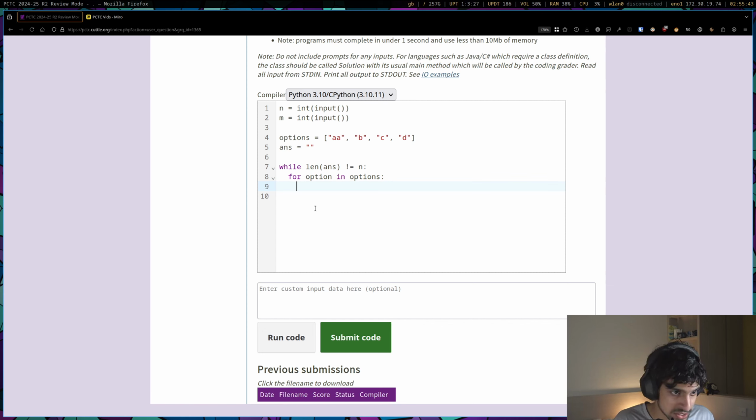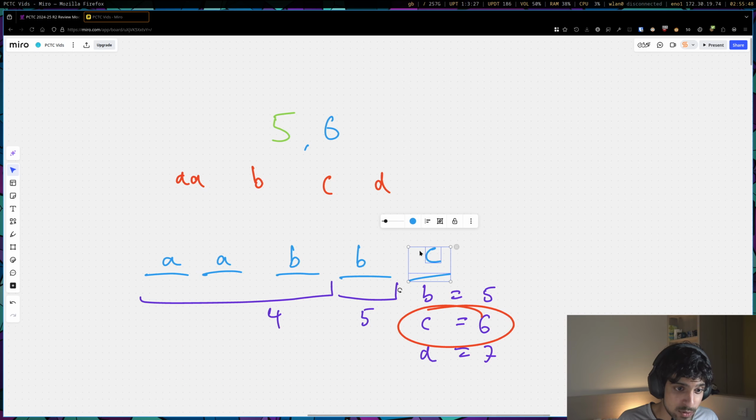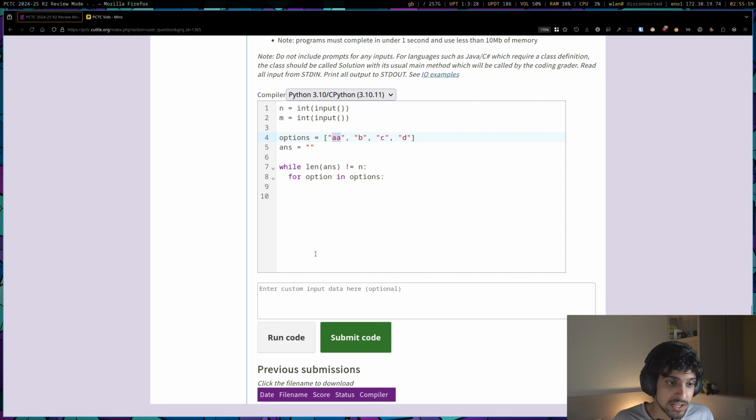So for option in options, the first check we should do is, you can't have an A right at the end. You can't put an A there because there's no space for it. If you're in this current position, you can't select an A because there's no space to put it, then the length of your answer will be too long according to the input. So let's just do a quick check for that.